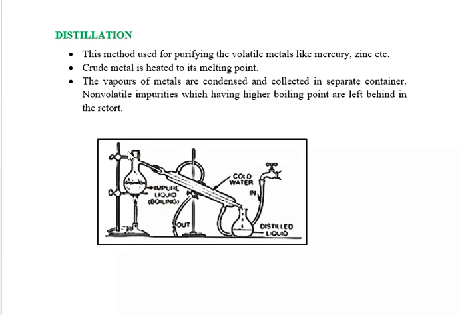For metals which are volatile or easily melt, like mercury and zinc, you have to take the crude metal in the distillation flask. You have to heat this. The vapors of the metal get condensed and are collected in a separate container, and the impurity is left behind in the flask. This way, by the distillation method, you can purify your metal.